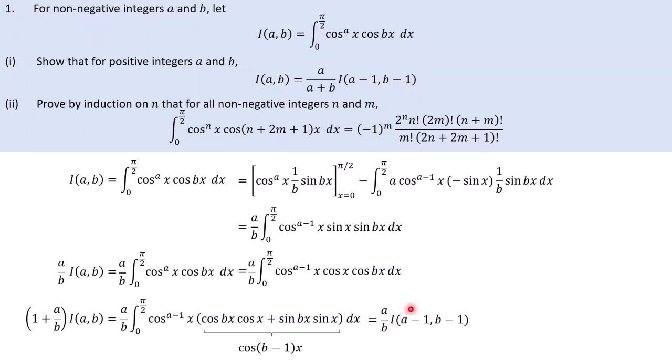I of a minus 1, b minus 1. So we are done. We just need to organize the coefficients. Here is a plus b over b. Here is a over b. So bring the coefficient across. We have a over a plus b on the right side.